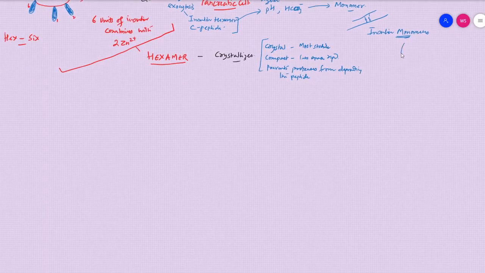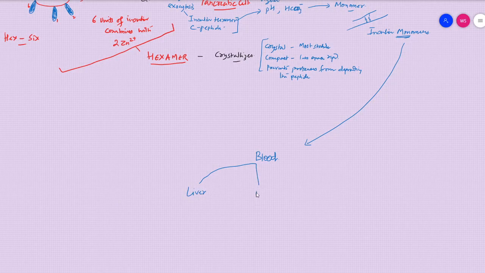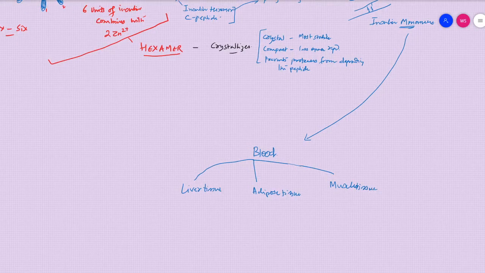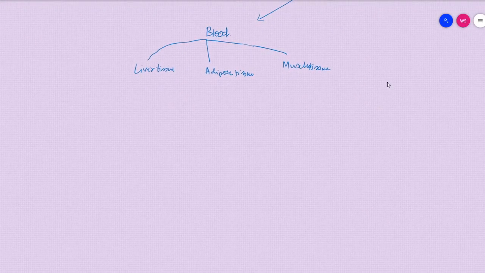Let us trace this story after that. These insulin monomers come into the blood. From the blood, they reach different tissues. The most important tissues are the liver, the adipose tissue, and muscles. Let us look at these tissues one by one. So for that, let's draw a liver cell.